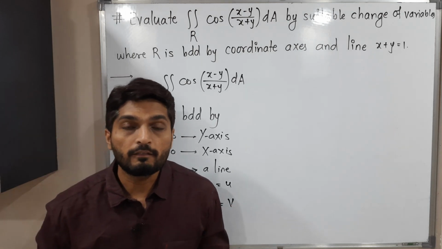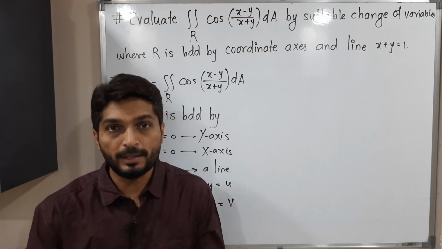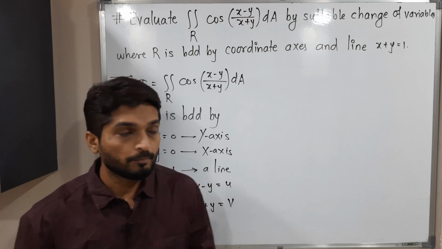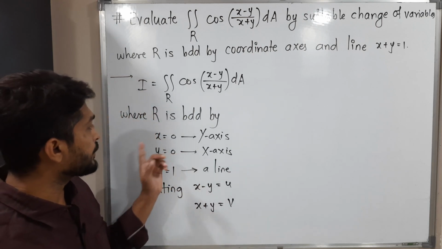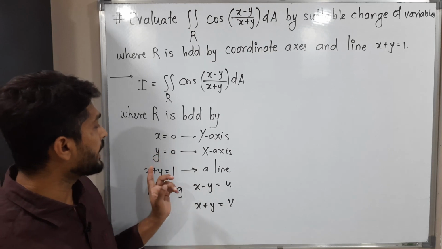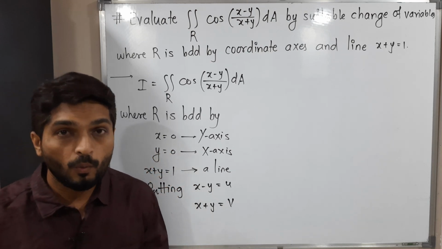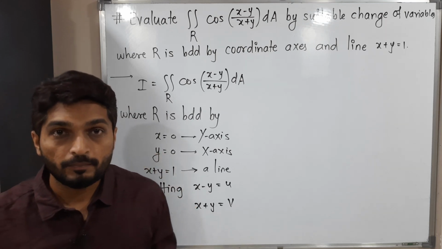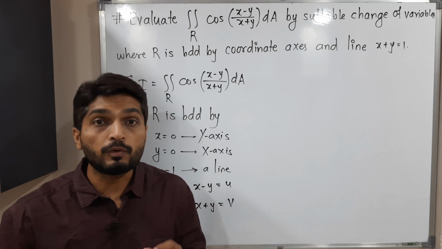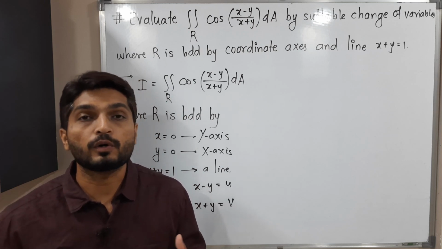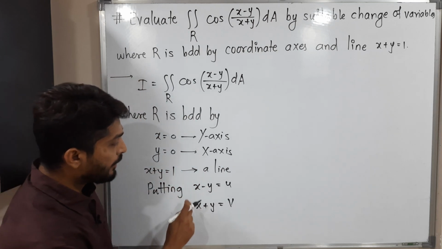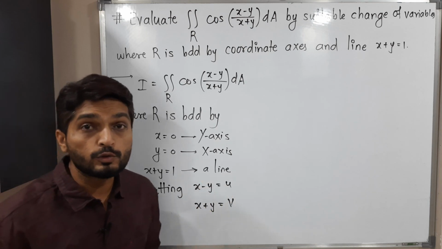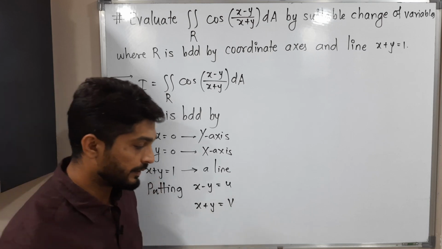So after putting, our first task is to find its Jacobian, and the second task is to find the region in UV plane, right? In xy plane, the region is bounded by these equations, x is equal to 0, y is equal to 0 and x plus y is equal to 1. See, using this substitution, you cannot find the equation directly. So for that, I am going to find the values of x and y in terms of u and v. What we have are values of u and v in terms of x and y.